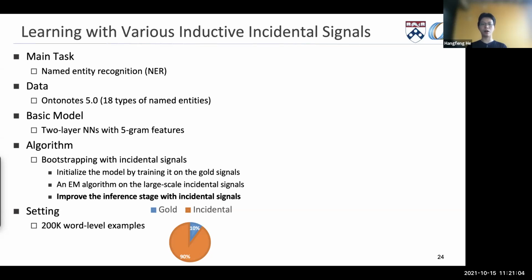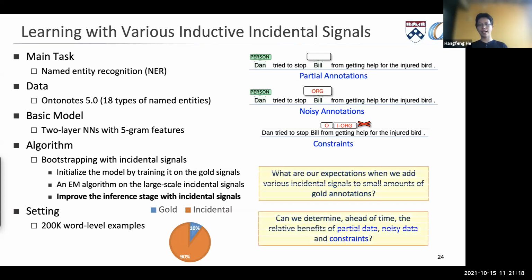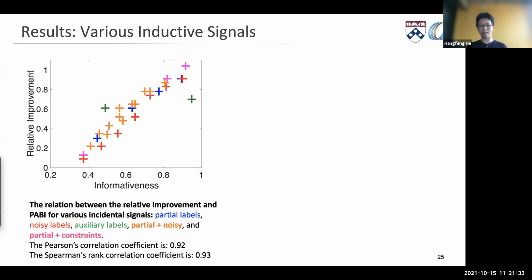Note that we will always assume that we have a small scale of gold annotations and a large scale of incidental signals. Given various types of incidental signals, what can we expect? We can at least expect that incidental signals should be helpful for gold annotations. But can we determine ahead of time the relative benefits of partial data, noisy data, and constraints? Yes, we can do that with the help of PABI.